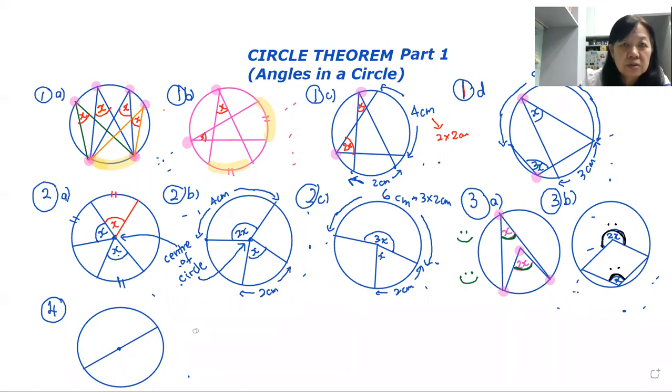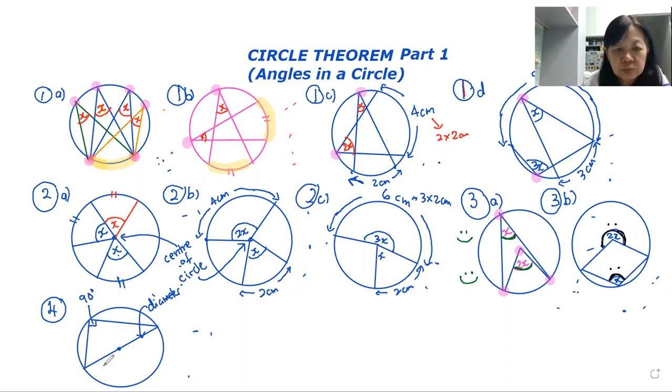So this is called the diameter. It's called the diameter. So the diameter will form an angle at the circumference, from one end to the other, and this one will be 90 degrees.